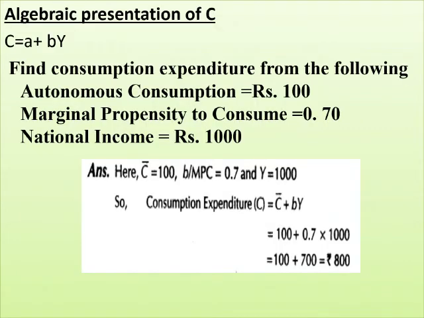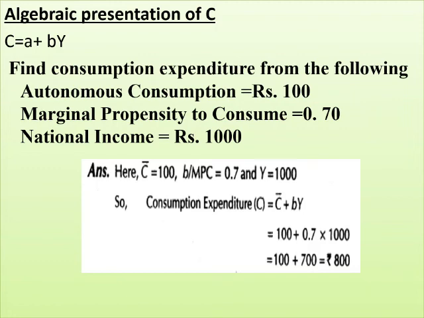Yes students, here is the algebraic presentation of the consumption function. C is equal to A plus BY. Here, A is autonomous consumption, B is MPC, Y is national income.